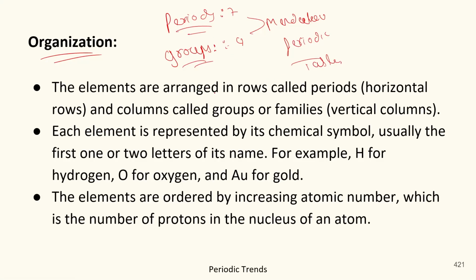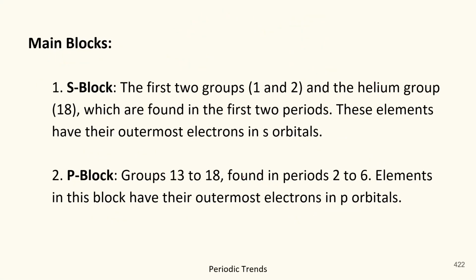And also he used chemical symbols to represent the elements, like H used for hydrogen, O used for oxygen, and Au used for gold. And instead of atomic mass, he uses increasing atomic number. Got it? One more thing which he added is the block system, because he divided the elements into groups.